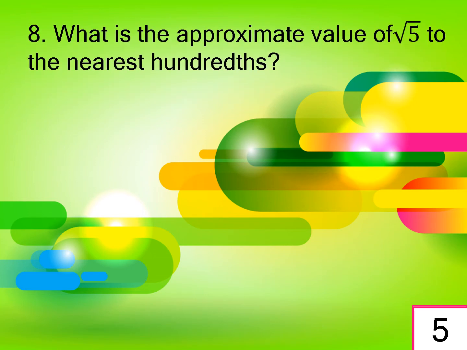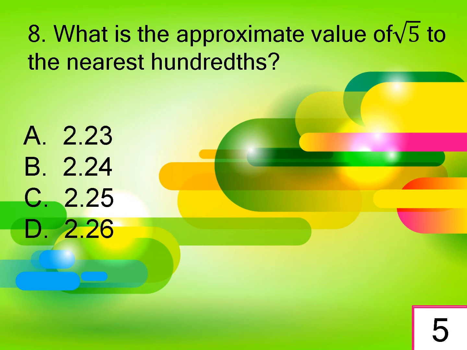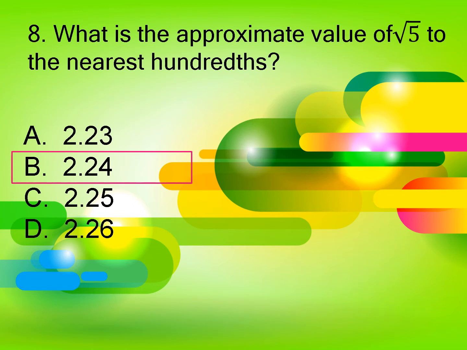Number 8. What is the approximate value of square root of 5 to the nearest hundredths? Is it A, 2.23, B, 2.24, C, 2.25, D, 2.26? I'll give you 5 seconds to answer this one. Timer starts now. Okay, what is your answer? The correct answer is 2.24.